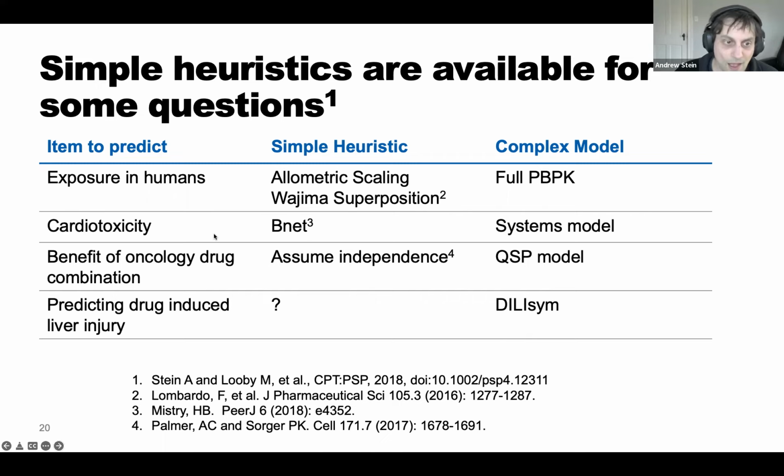Another area is drug combinations in oncology, where there's a lot of interest in trying to predict when you can put 2 drugs together and get something synergistic, beyond what you might expect. A lot of groups have built detailed quantitative systems pharmacology models for that. But there's also a simple approach, just assuming independence of action: because there's so much heterogeneity in the population and so many different sources of resistance, you could just think of each drug as giving you a chance of responding. And if you take 2 together, you get 2 chances.